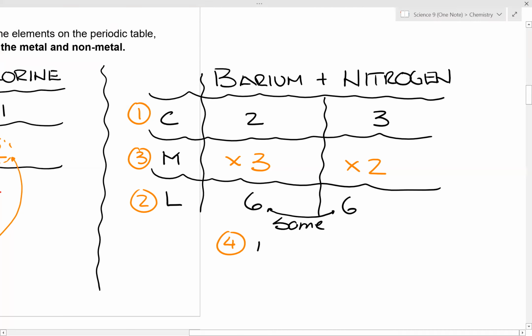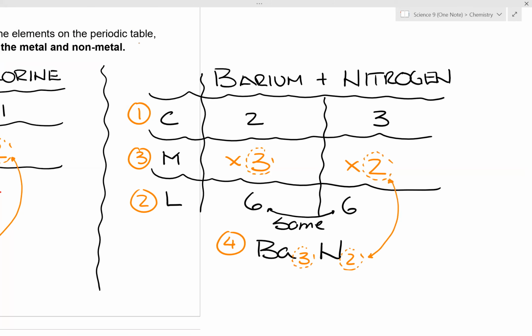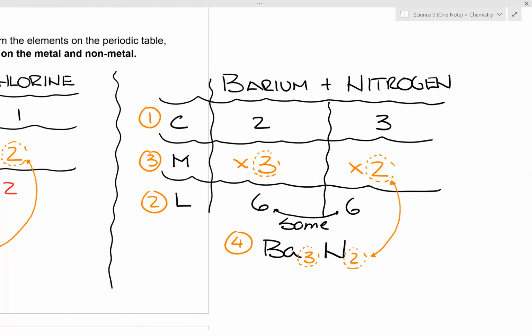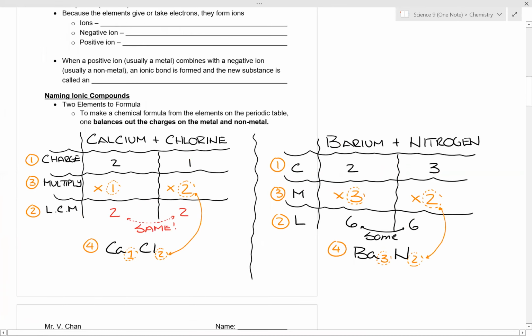So the formula would be barium, and what we have here is we multiplied it by 3. That is this multiplier here. And for nitrogen, we had 2, which is this multiplier here. Okay. So that's how you set it up. If you notice, it's the same 4 steps, 1, 2, 3, and 4.